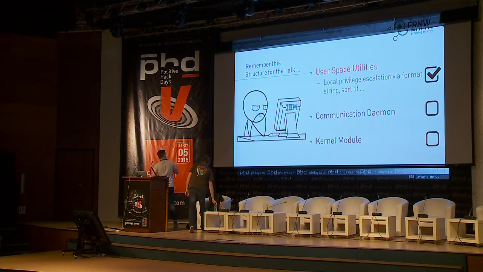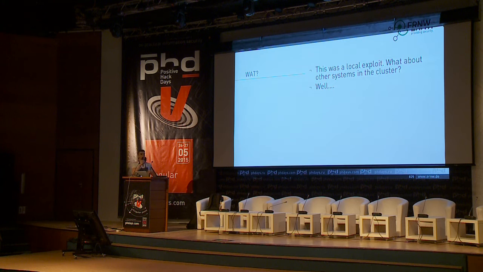This is already quite nice, but of course this is a local exploit on a local node in the cluster. We have multiple nodes in the cluster. If we have a local user account on one of these nodes, we can compromise it. Now the next step, of course, would be to compromise other nodes in the cluster. So we are thinking about what would be a cool exploit to gain access to other systems.